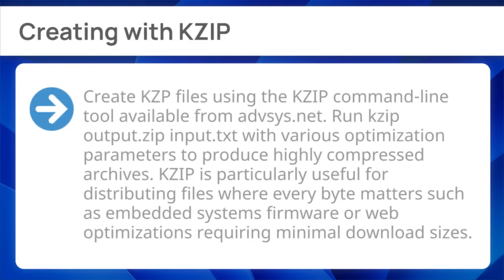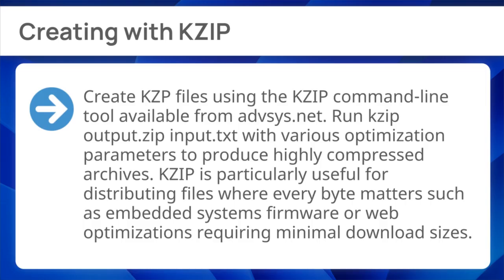Finally, creating with Kzip. Create KZP files using the Kzip command line tool available from advsys.net. Run kzip output.zip input.txt with various optimization parameters to produce highly compressed archives. KZP is particularly useful for distributing files where every byte matters, such as embedded systems firmware or web optimizations requiring minimal download sizes.